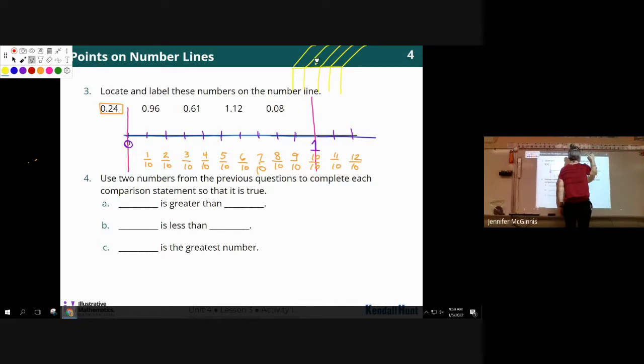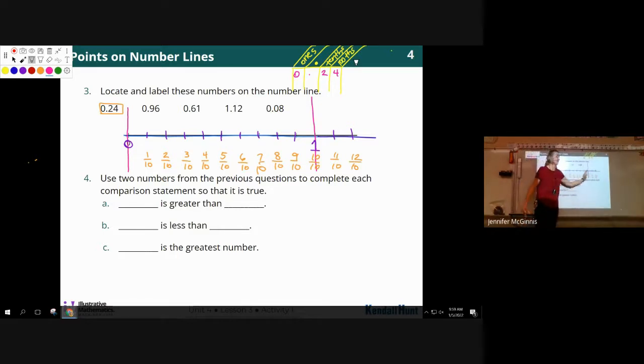this is our decimal point right here. This is the ones place, tenths place, hundredths place. I'm just going to put the number 100 just for the sake of time, okay? So if we need a place value chart to help us remember, we've got 0.24. So this is 24 hundredths.